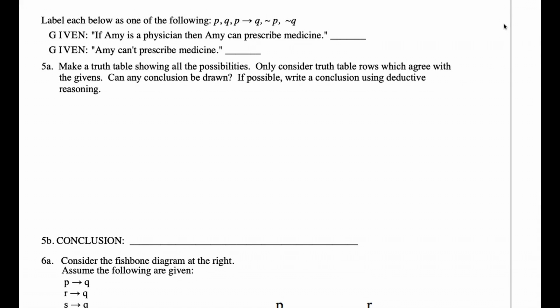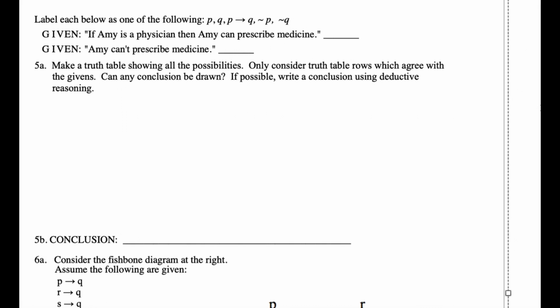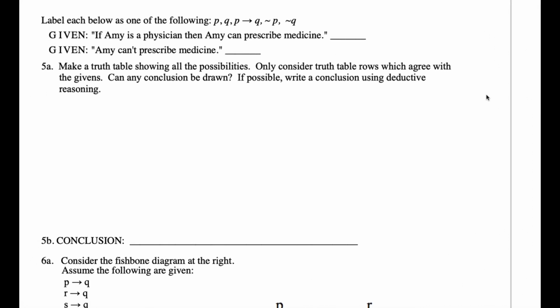This one's about Amy. Amy might have a lot of different jobs. One of them might be a physician. So it says, if Amy is a physician, then Amy can prescribe medicine. That's an if-then statement, a P leads to Q type of thing, where the first part, her being a physician, is the P, and the conclusion, Q, is that she can prescribe medicine.